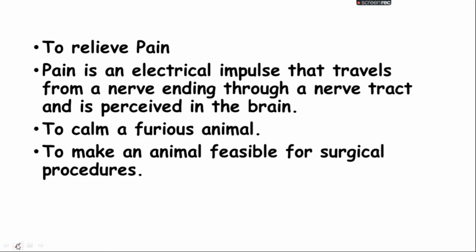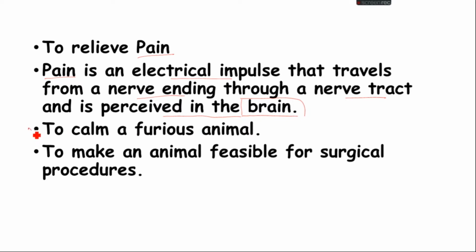So what is the importance of anesthesia? Firstly, we use anesthesia to relieve pain for amnestic purposes. So, what is pain? Basically, pain is an electrical impulse that travels from a nerve ending through a nerve tract and is perceived in the brain. So, basically, the brain is the major thing which perceives and sends the signals that in a particular part of the animal's body there is pain, and the animal perceives it.